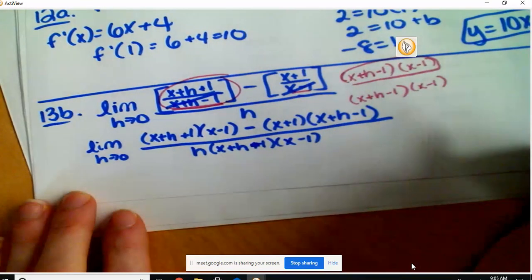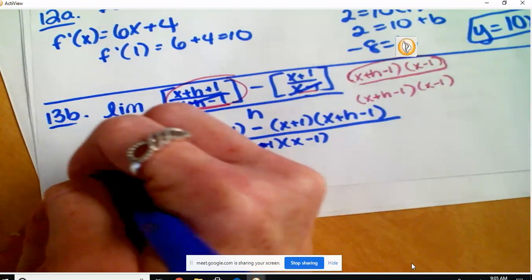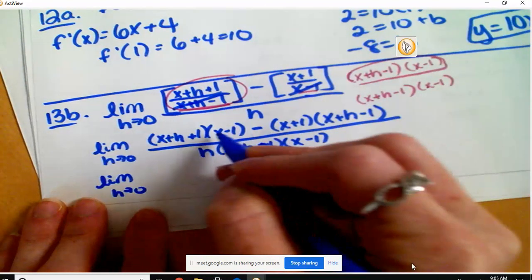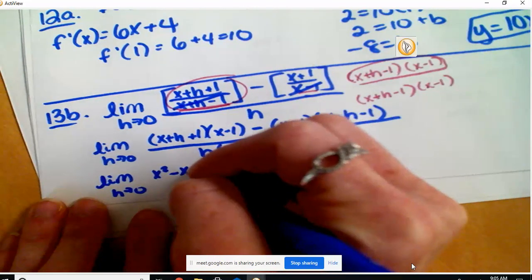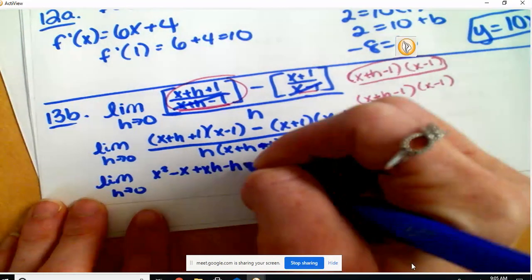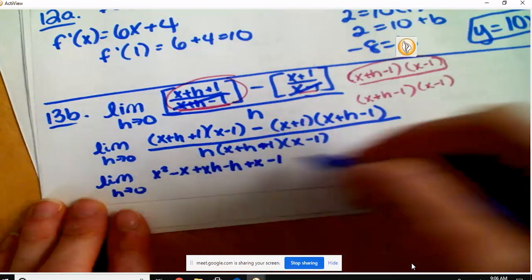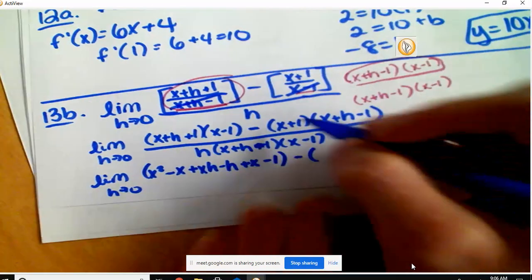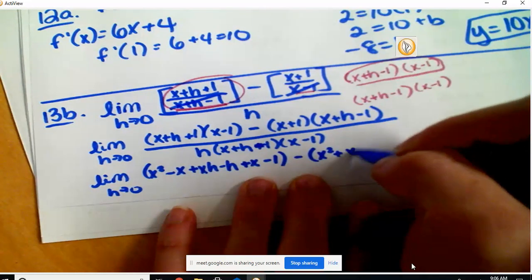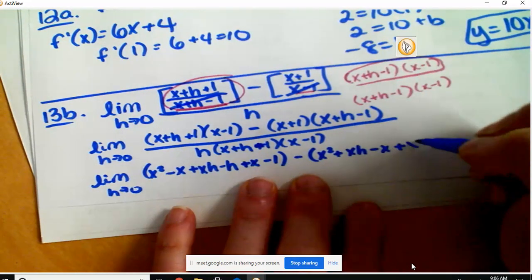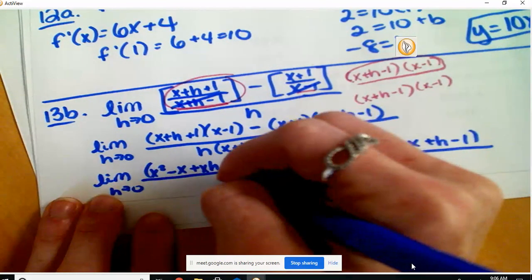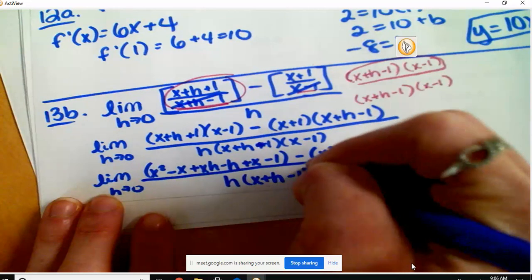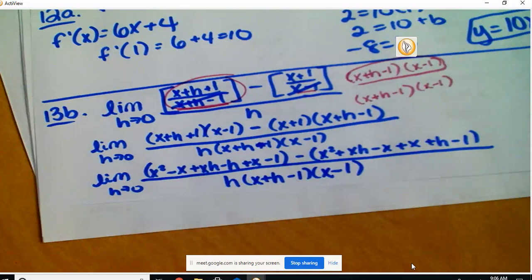Now we have to start simplifying. So I need to multiply all this stuff out. So that gives me x squared minus x plus xh minus h plus x minus 1, minus x squared plus xh minus x plus x plus h minus 1, over the denominator. Because of the minus, you need to distribute a negative.